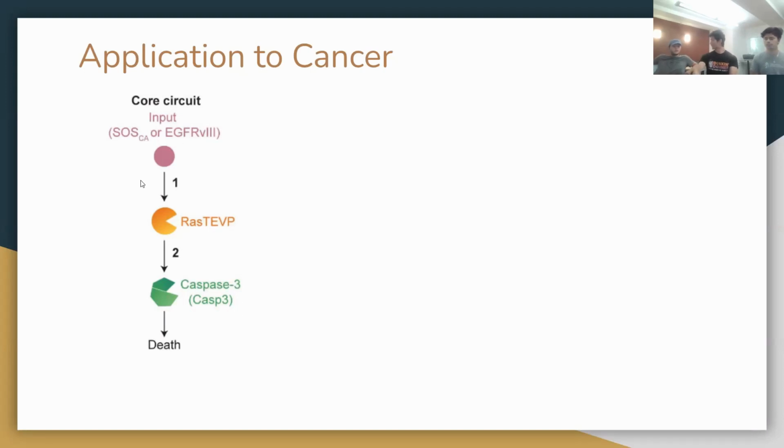Are those signals used for anything else in the body? That's a really good point. Yes, they are. EGFR and SOS are present in normal cells. They're just overactive in cancer cells. That's a good point though. We want to somehow inhibit that from happening in normal cells, at a certain level of activity.